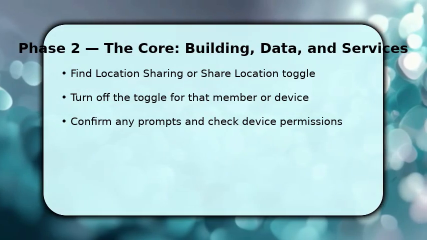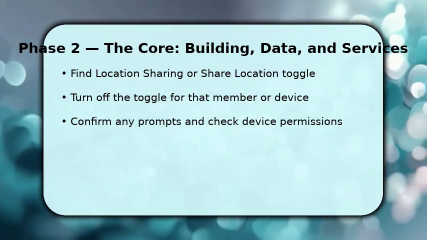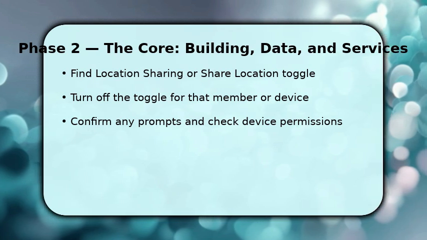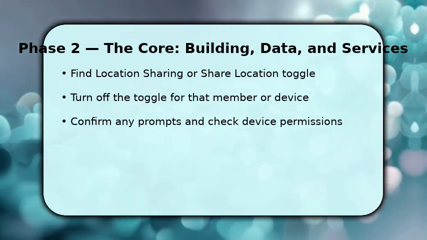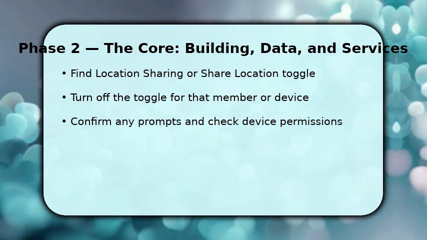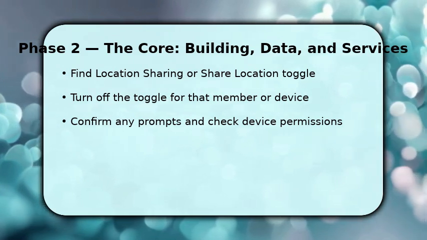Once you're inside the member details, locate location sharing or the share location toggle and switch it off. You'll often see a confirmation prompt, accept it. Then, make sure the device itself isn't forcing sharing.